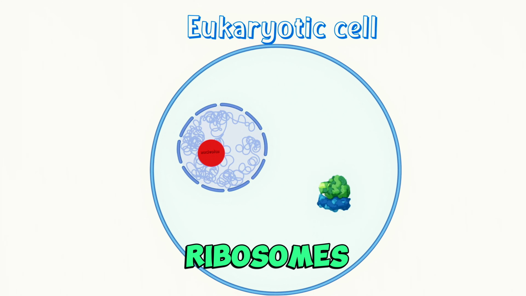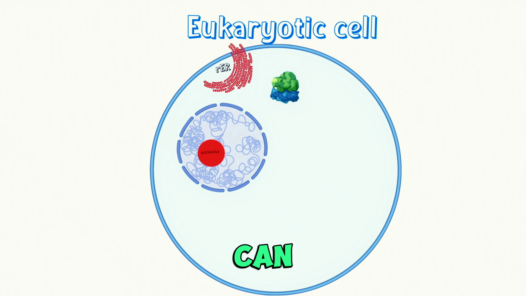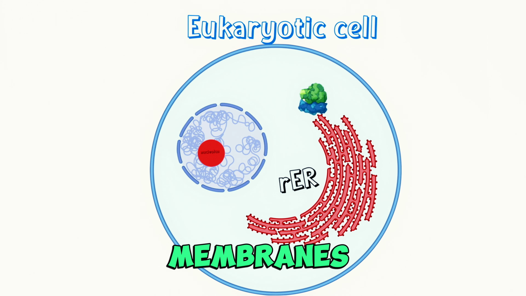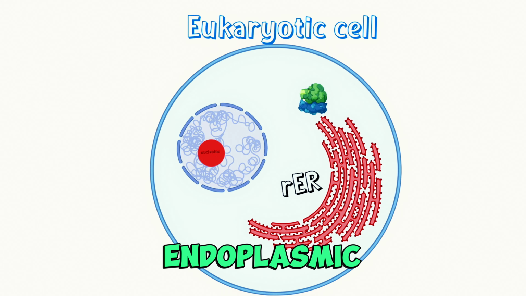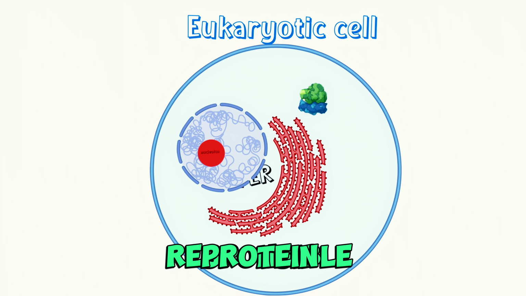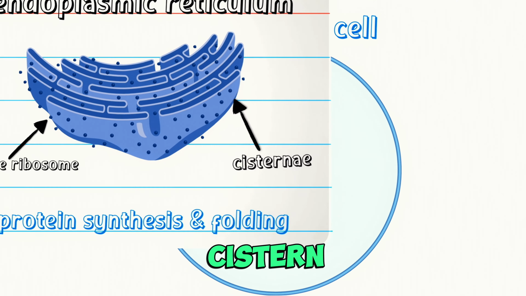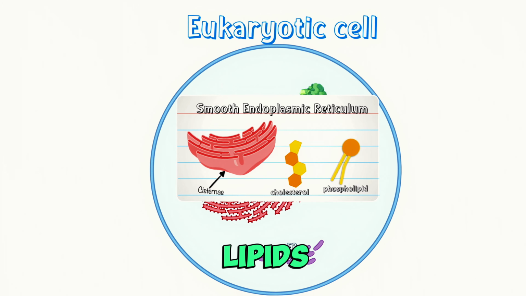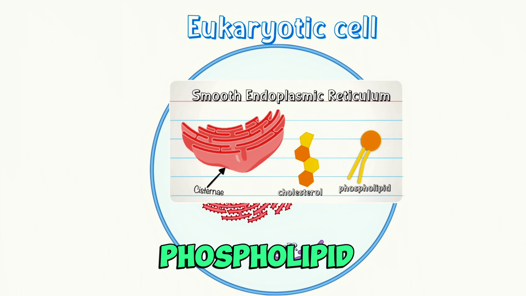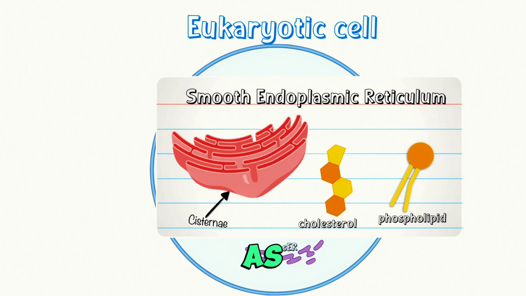The 80S ribosomes, or the large ribosomes, can be found freely in the cytoplasm, or they can be found associated with membranes known as the rough ER, or the rough endoplasmic reticulum. The rough endoplasmic reticulum is responsible for protein folding, and it's made up of a series of membranes known as the cisternae. The smooth endoplasmic reticulum is responsible for the synthesis of lipids such as cholesterol or phospholipid, and is also made up of the same type of membranes found in the rough ER known as the cisternae.